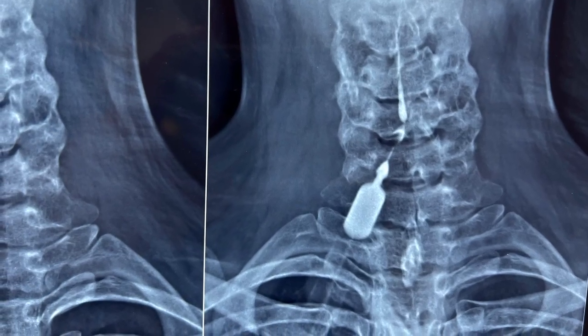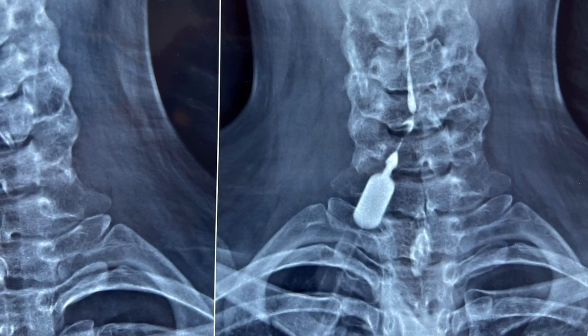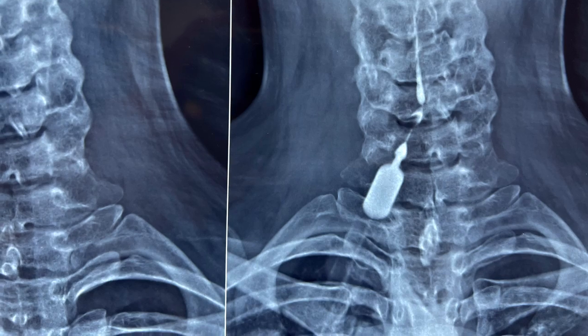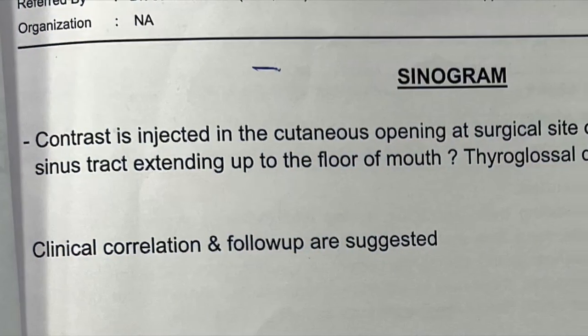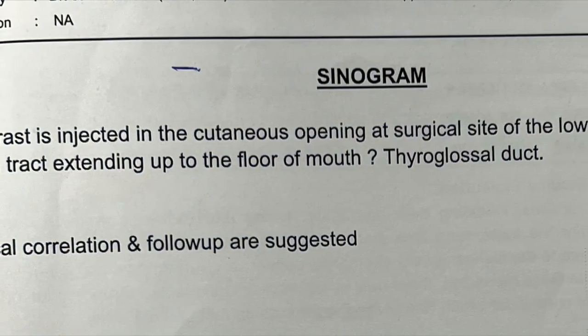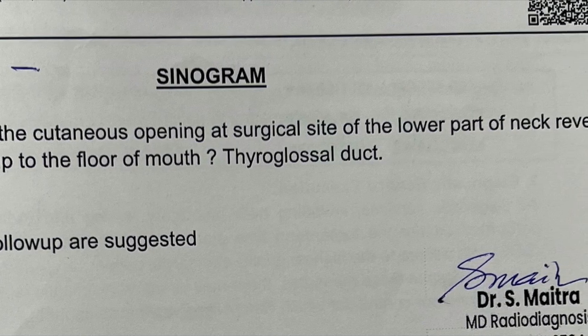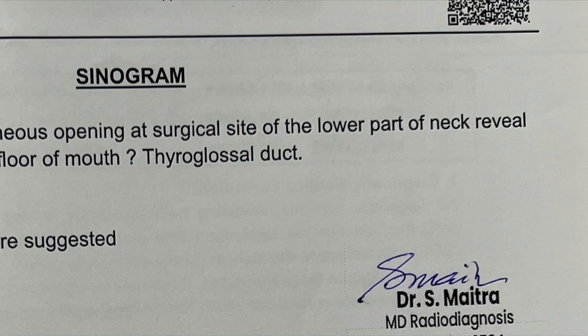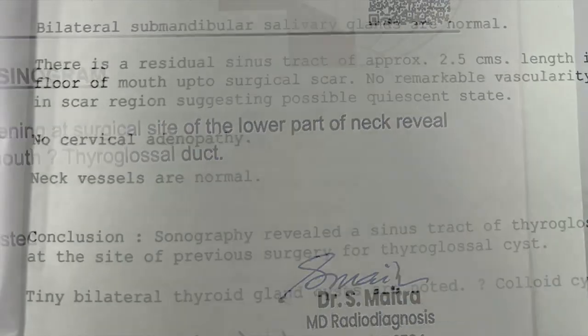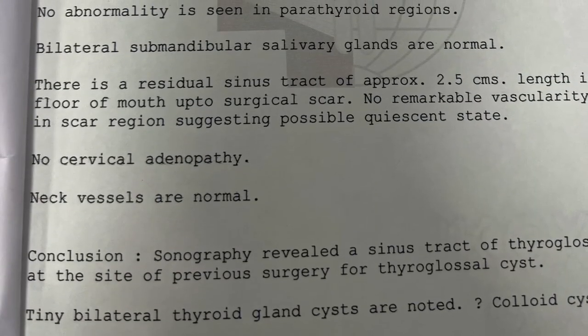8 years of age. This sinogram shows about an 8 centimeter length of the tract which is going up to the foramen cecum from the mid level of the neck. This patient noticed a small opening in the lower neck approximately 10 years ago.